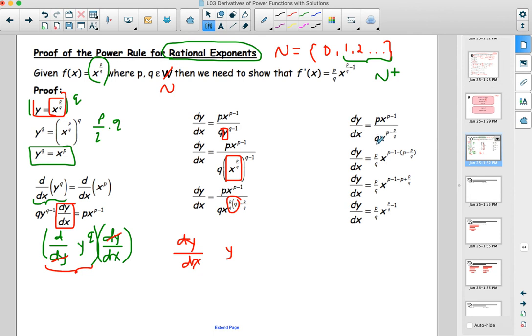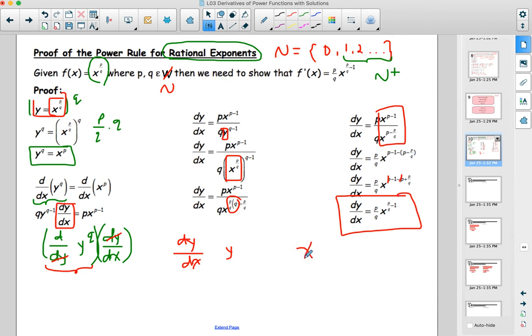I now have p over q, and if you divide two powers with the same base here, you're supposed to subtract the exponents. So it's p minus 1 minus p over q. Distributing, that's p minus 1 minus p plus p over q. The p's will go, and I'm now left with p over q minus 1. So I was now able to prove that this will work for positive rational exponents.